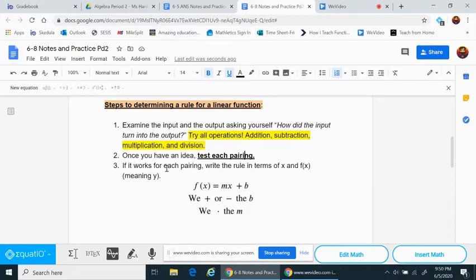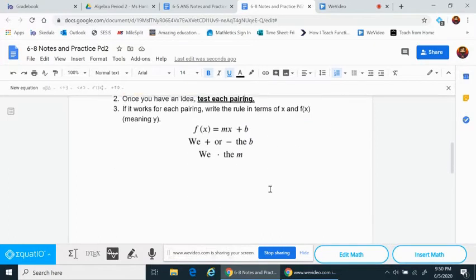So it will be f of x equals mx plus b, and I wrote this little note here, that the plus or minus that we do in our rule is going to be the b, and anything we multiply is going to be the m. So you can always come back to f of x equals mx plus b, because that is our guiding equation when we're working with linear equations.